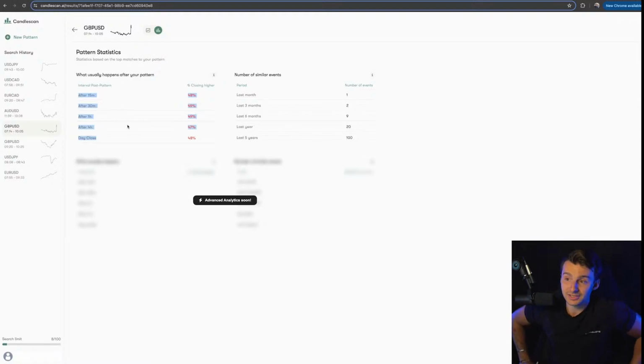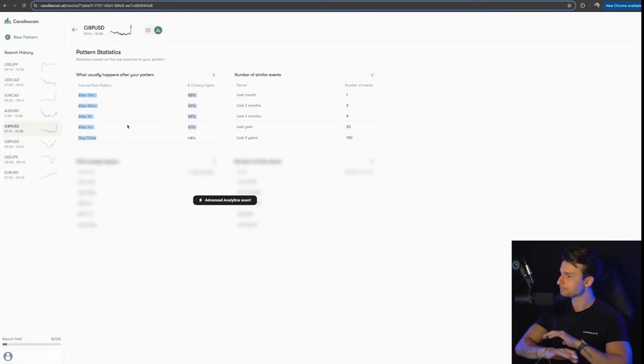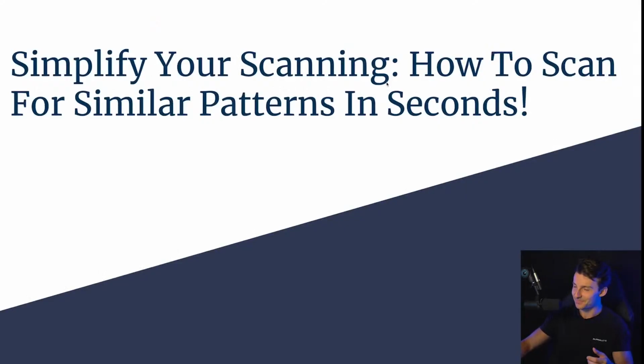Does that start to get interesting? I mean, at least to me, I think it is. Now, let's make sure we stay on track here. With CandleScan, this awesome tool, who is the brains behind this? Well, let's dive into it.